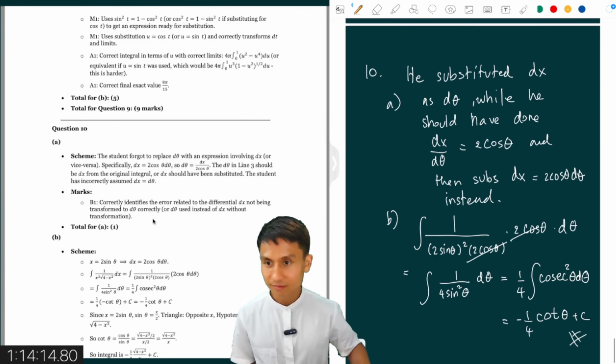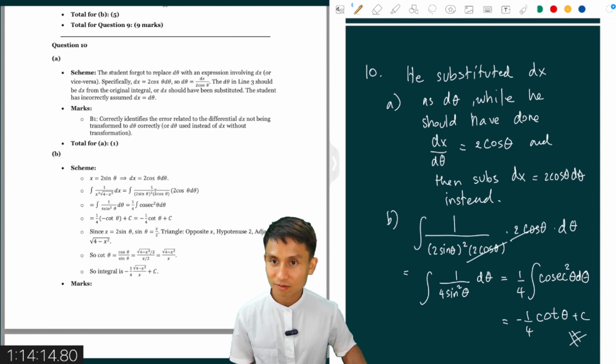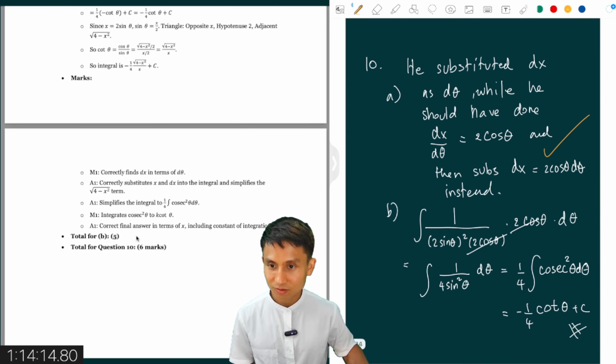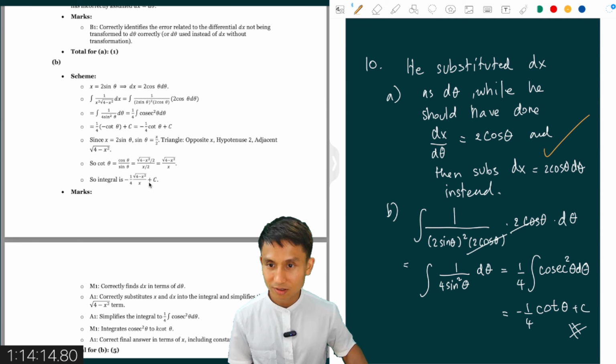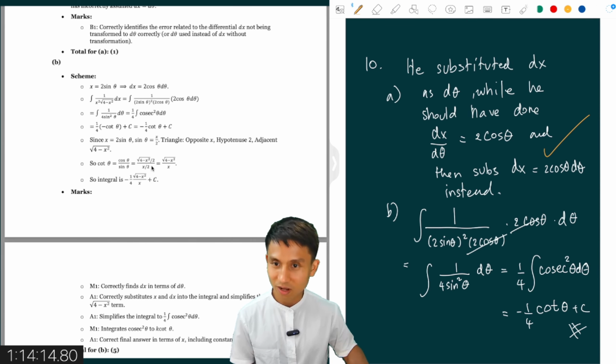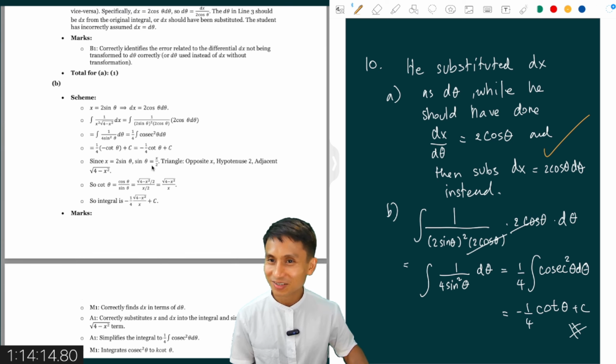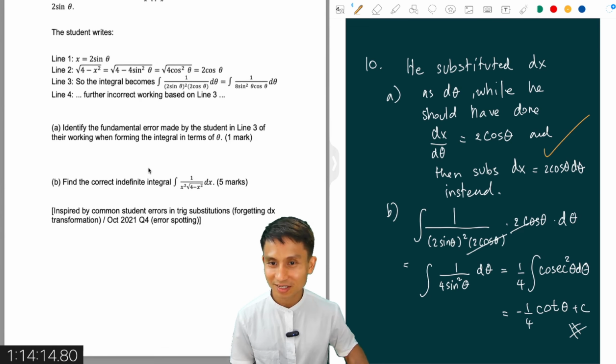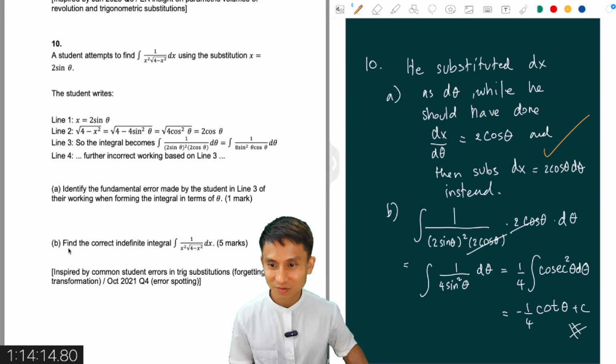Okay, number 10. Student forgot to replace d theta. Yeah. And then the final cot. Oh no. Oh no, I forgot. You see, I told you in the video earlier, don't forget to find the correct indefinite integral for that. Yeah, I forgot to change the cot theta back to the x, right? Because we use, yeah, I forgot to do that.